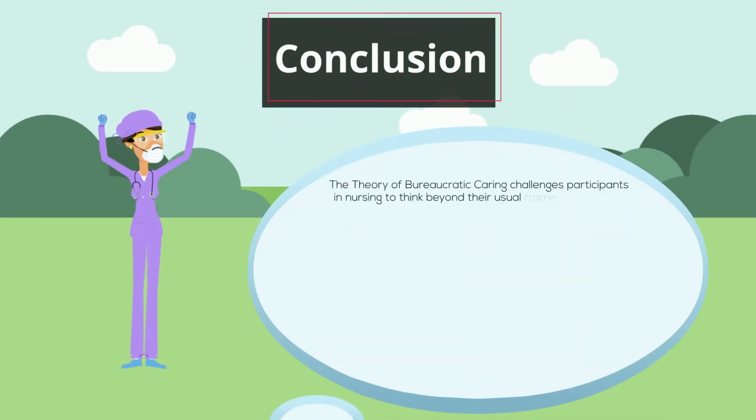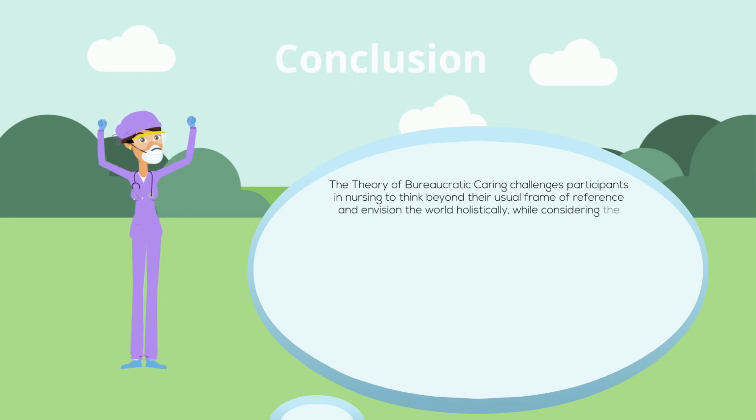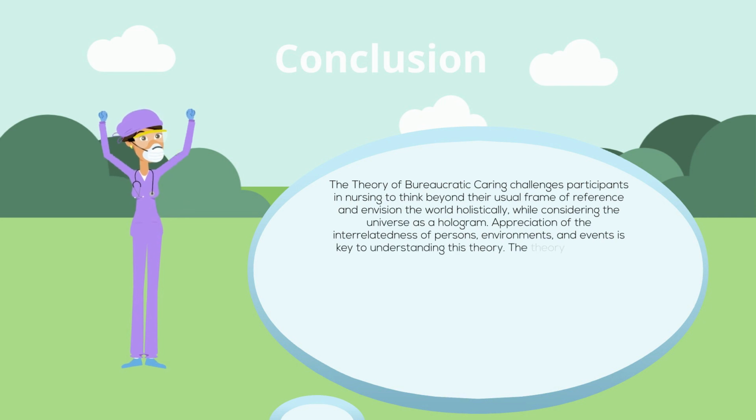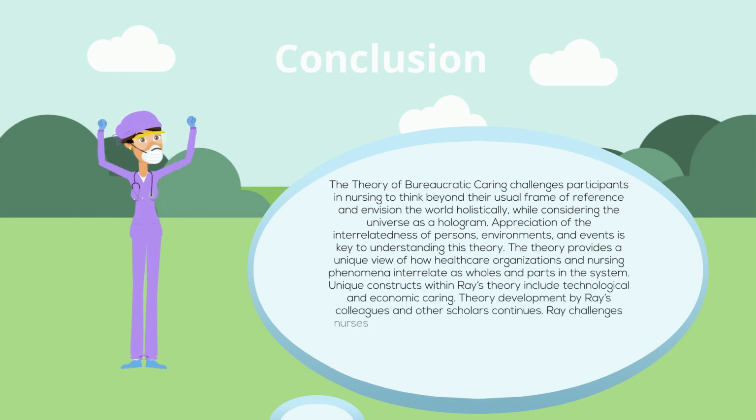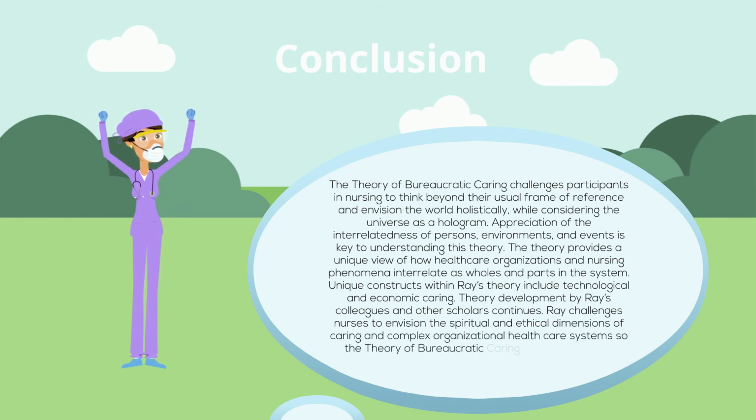Conclusion. The theory of bureaucratic caring challenges participants in nursing to think beyond their usual frame of reference and envision the world holistically, while considering the universe as a hologram. Appreciation of the interrelatedness of persons, environments, and events is key to understanding this theory. The theory provides a unique view of how healthcare organizations and nursing phenomena interrelate as wholes and parts in the system. Unique constructs within Ray's theory include technological and economic caring.